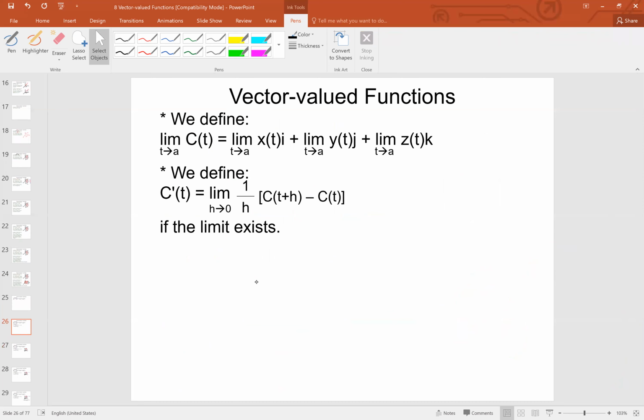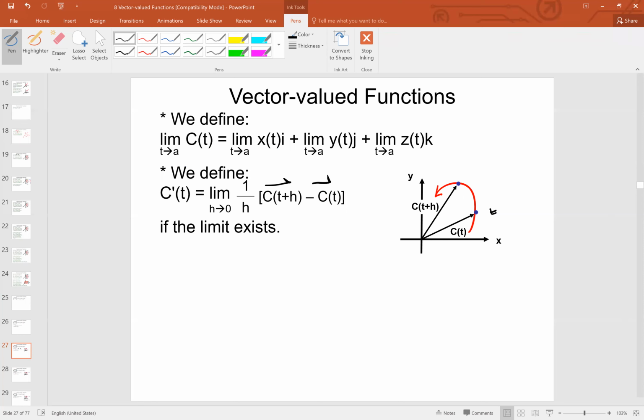We can define limits, and this is where the vector valued notation helps in calculus. We think of these as vectors, and then we think of vector subtractions. So C(t) at time t is the vector here, and at time t plus h the point is over here. The subtraction gives this displacement vector, the position change vector, with a direction and a length. And we let h go to 0. What's the effect of that?